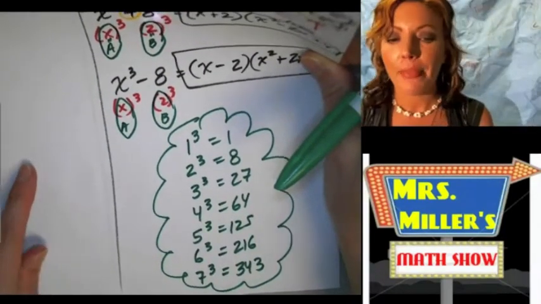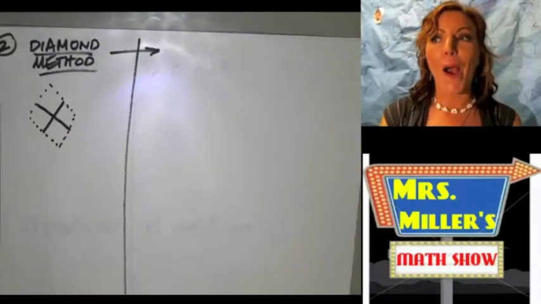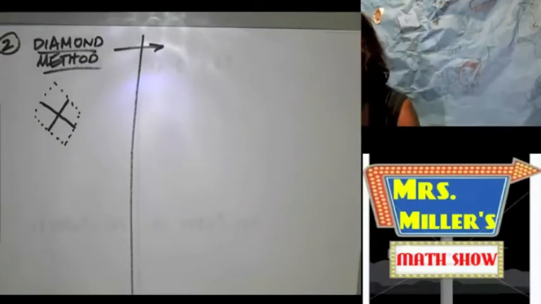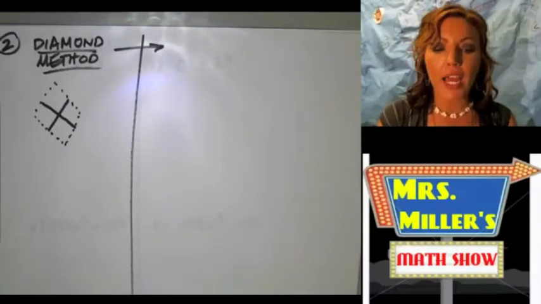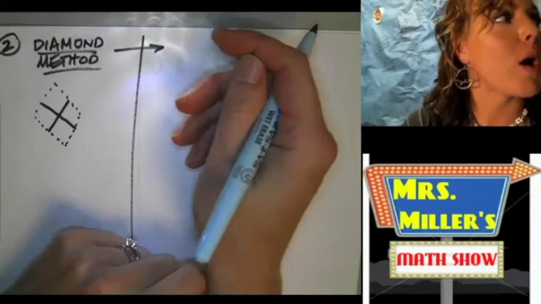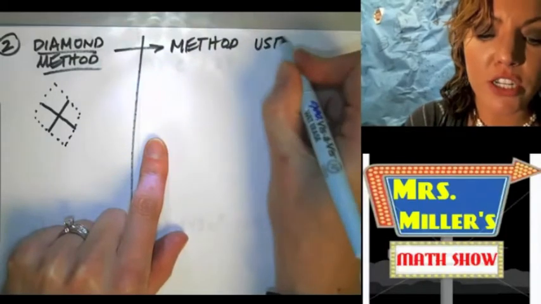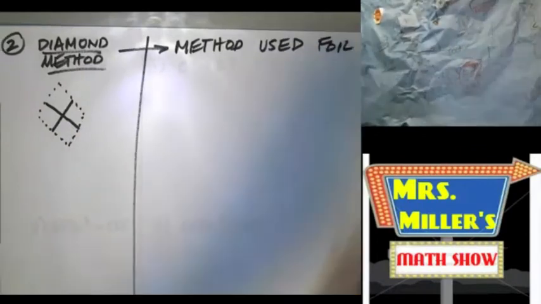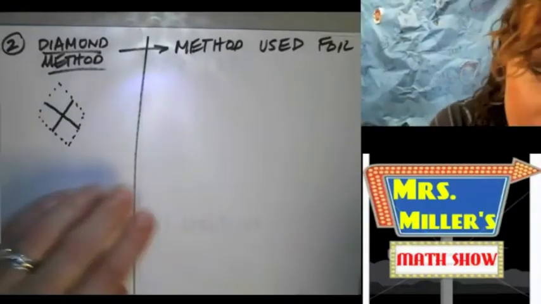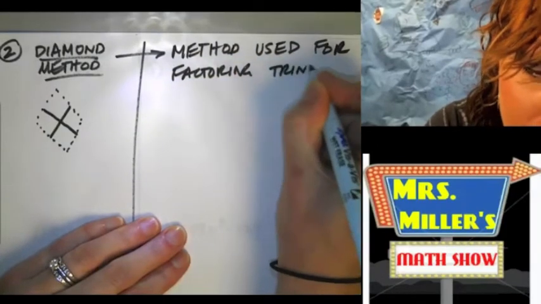Now let's move on to the best thing ever. Diamond method. Diamond method is a method that we use for factoring trinomials. Can somebody refresh my memory what a trinomial is? Cole? It's got 3 terms. Everybody give it up for Cole. A method used for factoring trinomials, and again, like Cole just said, a trinomial has 3 terms.